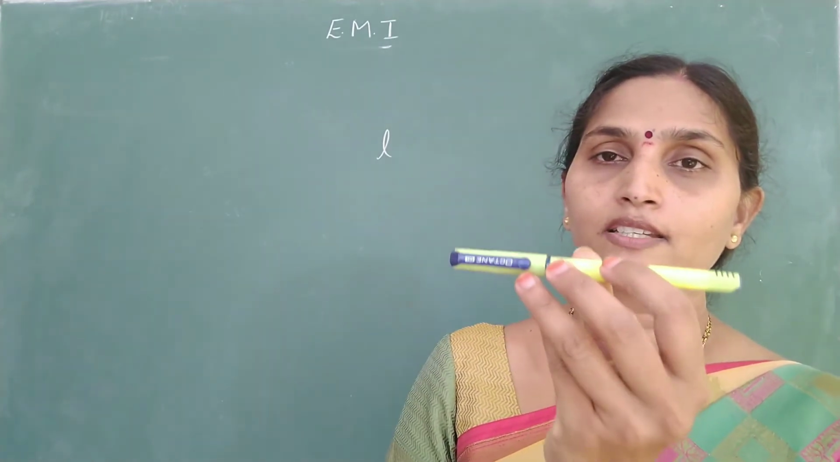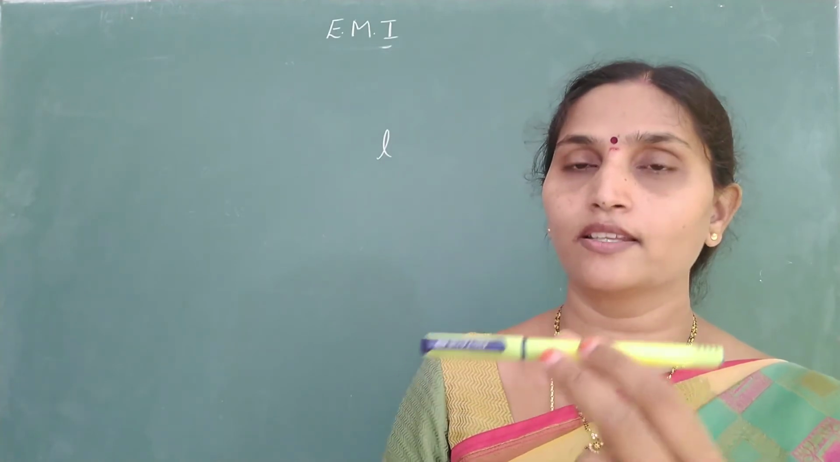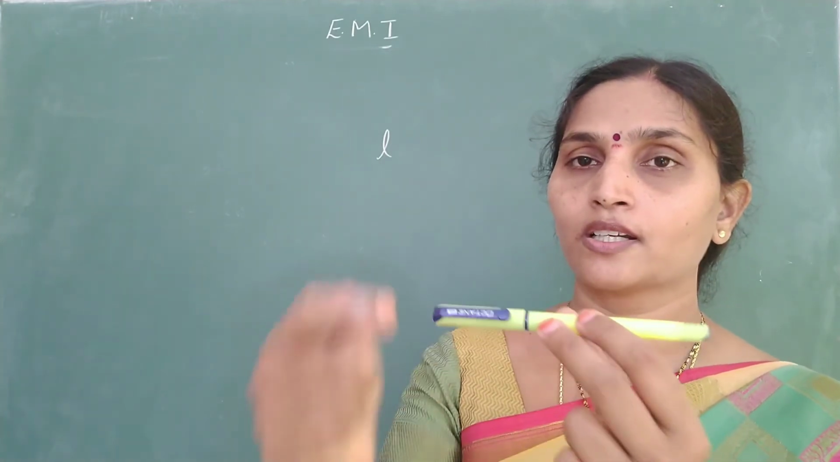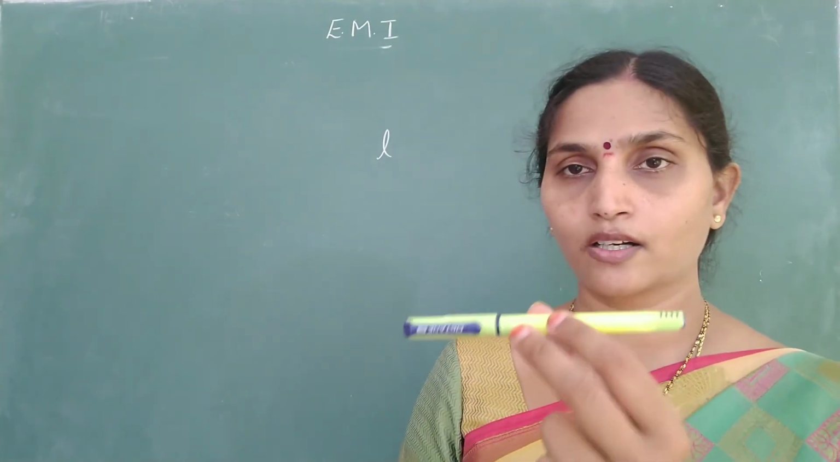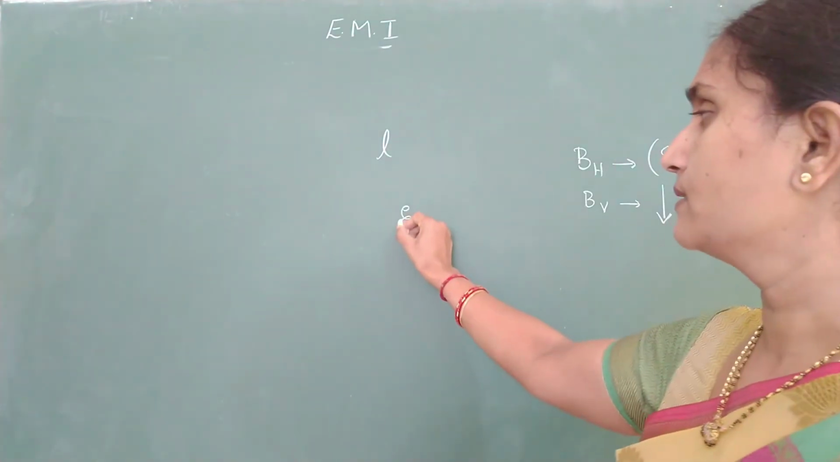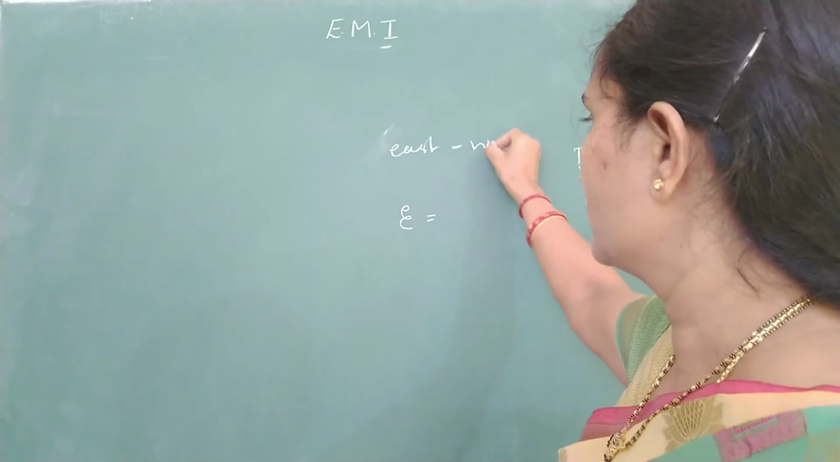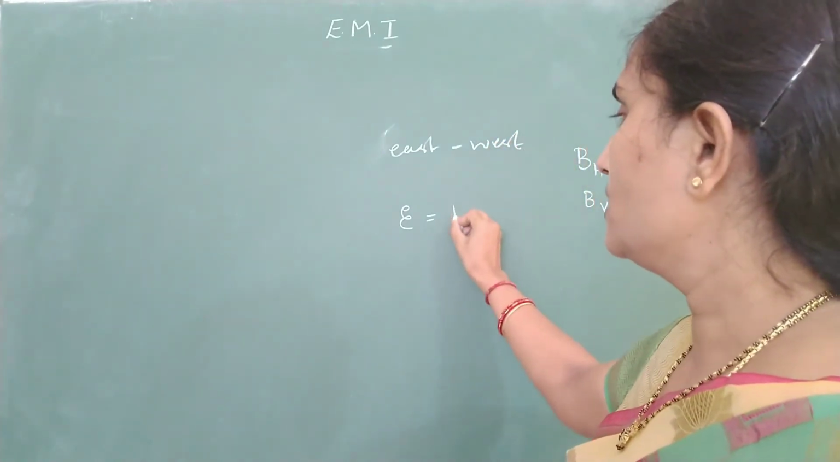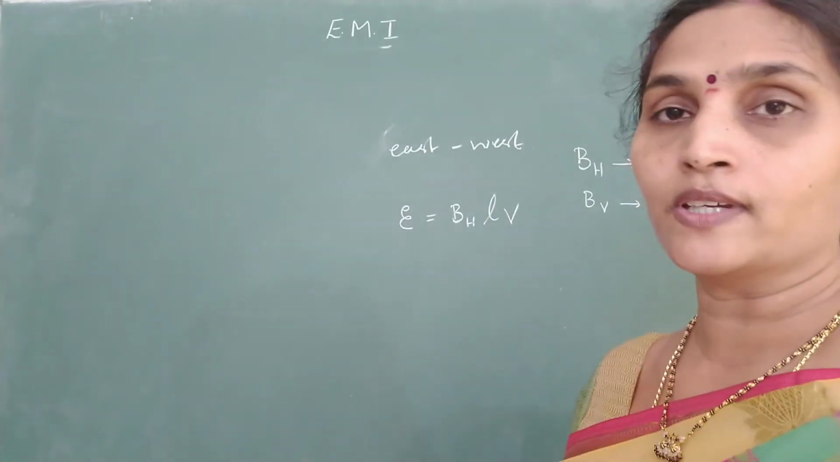So if the wire is in east-west direction, falling freely, then there will be an induced EMF due to the horizontal component, not due to the vertical component. So what is the magnitude of that induced EMF then? The wire is in east-west direction. Then induced EMF is BH into L into V.